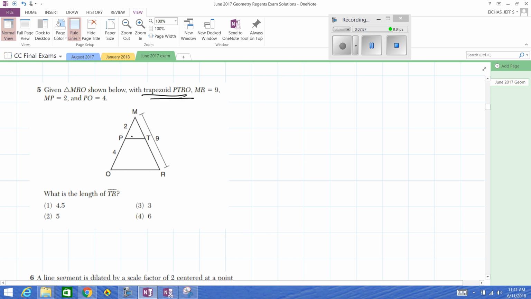Trapezoid, got it. Okay, the key is trapezoid gives us those parallel sides, so these will be the same. All right, so basically with these being parallel, what we have is the side splitter theorem is in place. Okay, so when you have a parallel side through a triangle, it should split the sides that it goes through proportionally. So what we're saying is 2 should be proportional to 4 as whatever this is to this.